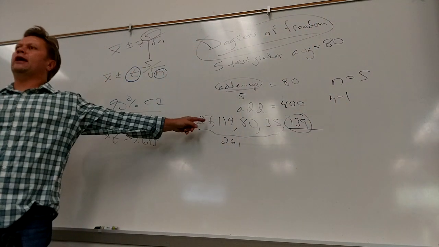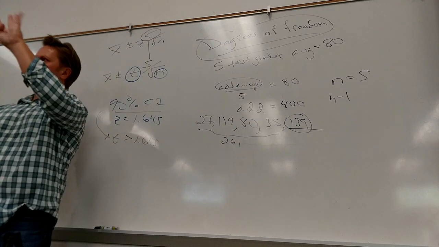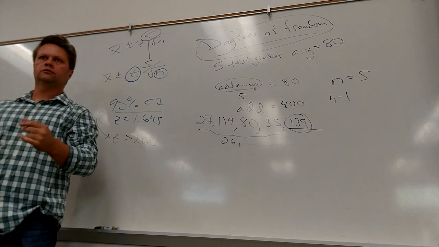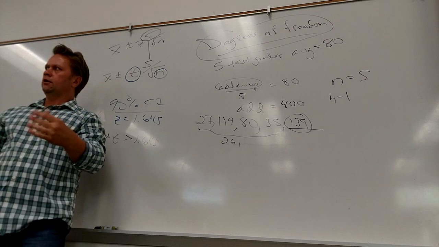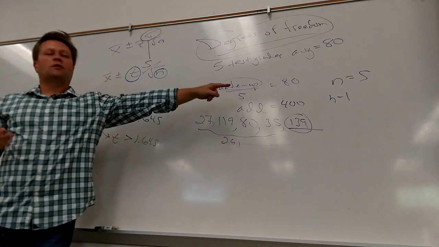How much freedom did I have up here? 4 things I had freedom with. The last one, I had to make the mean work. So that's why we call it degrees of freedom. And that's why it's related. That's why it's n minus 1.